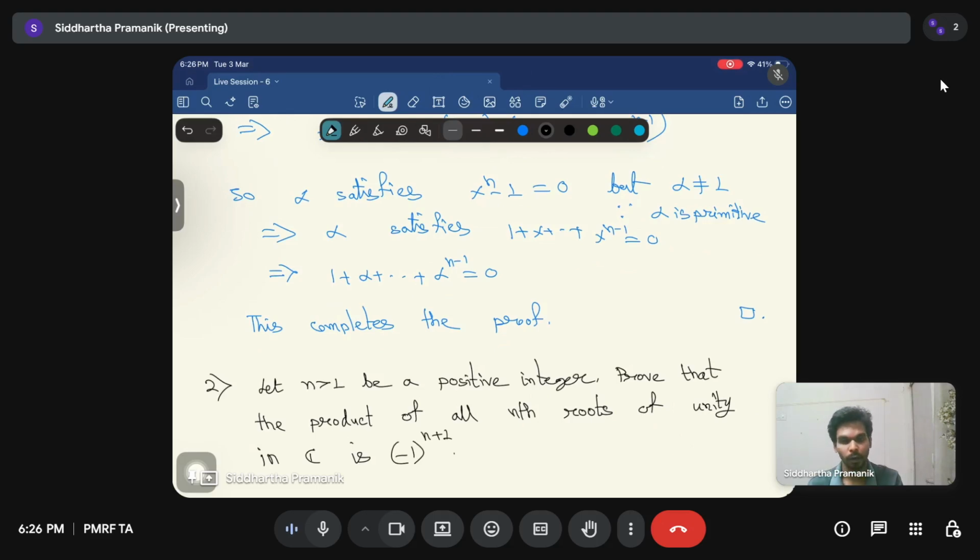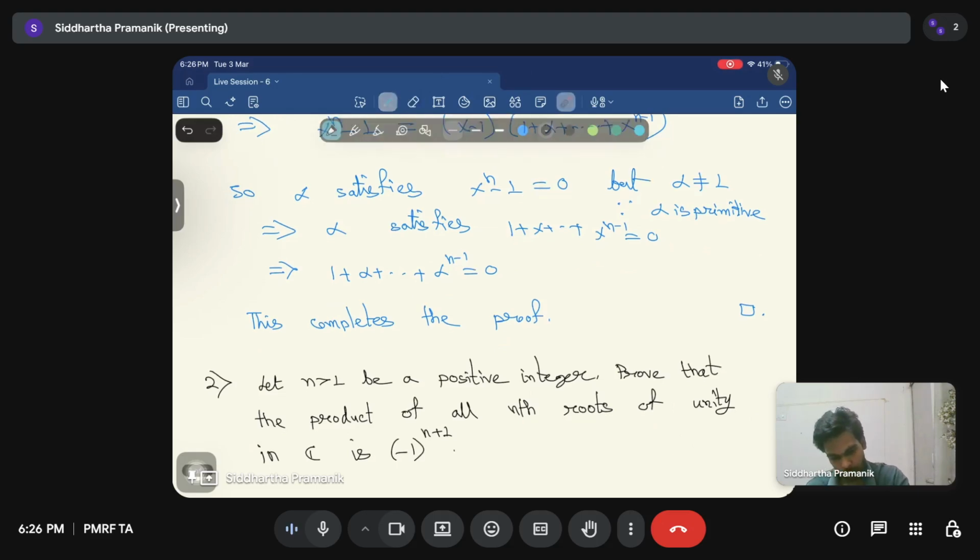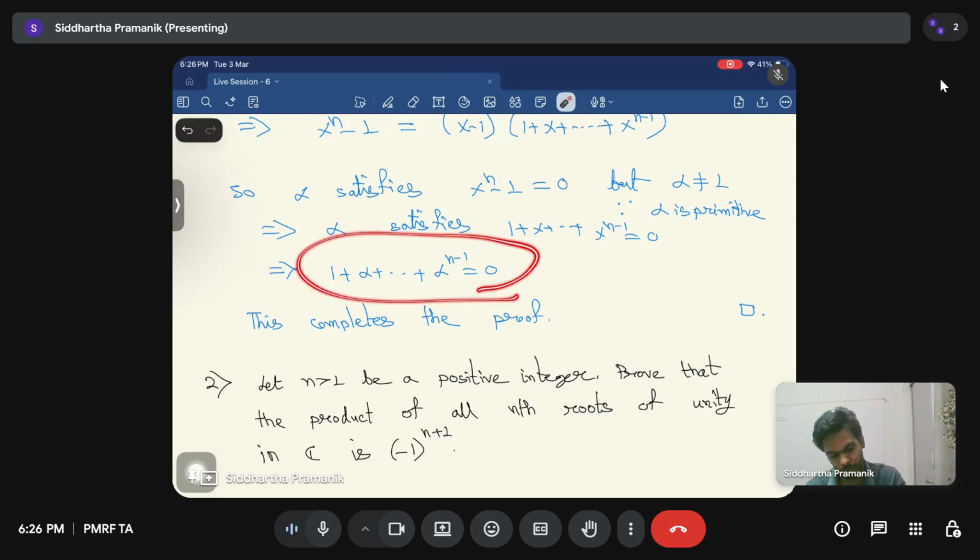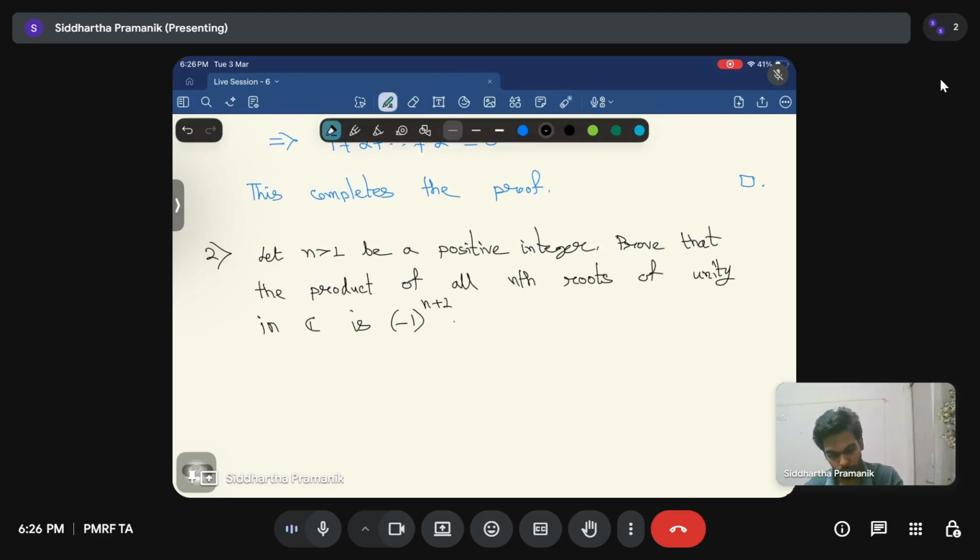Basically it depends on the parity of n: n is even or n is odd. So the sum is 0, that we have already proved, but the product is (-1)^(n+1). So how to do this?